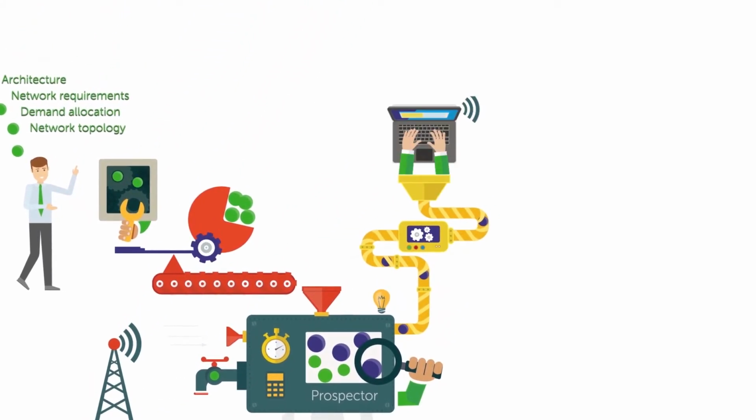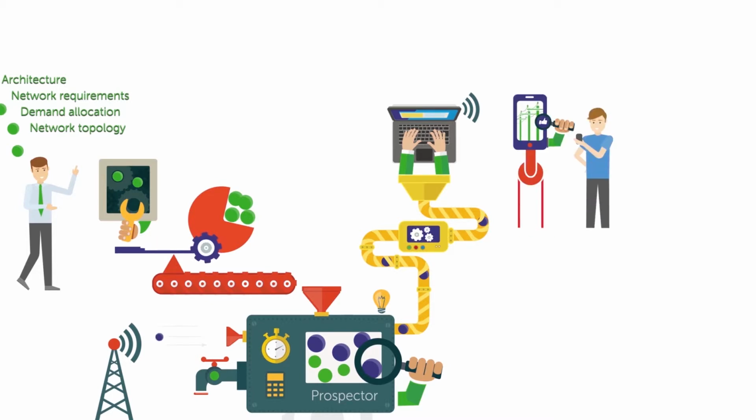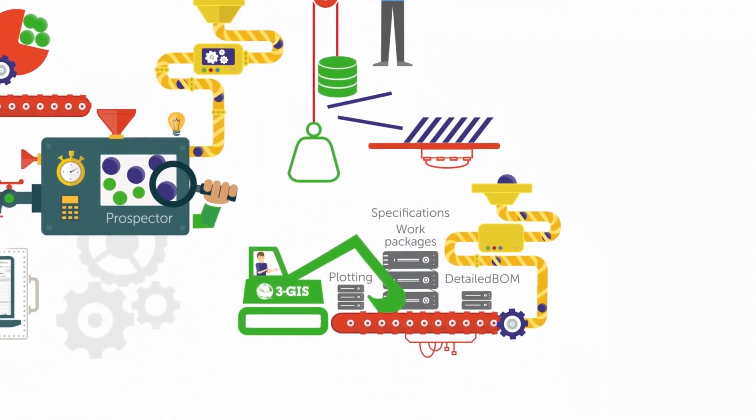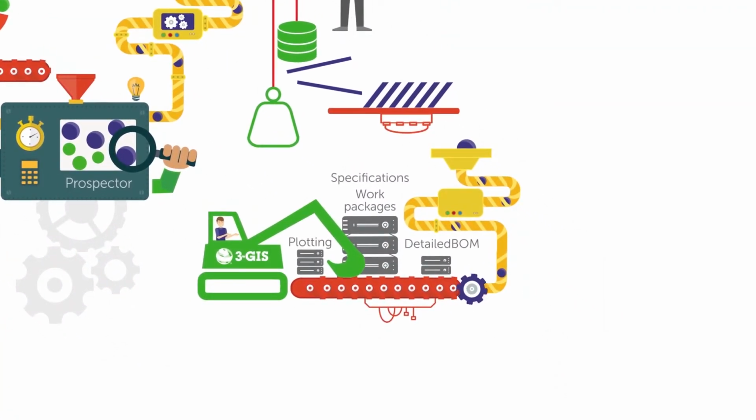Prospector uses the updated data to generate a network design with telecom features. Field crews verify the constructability of the routes and make any required edits. The design is approved by engineering and construction documents are ready to print.